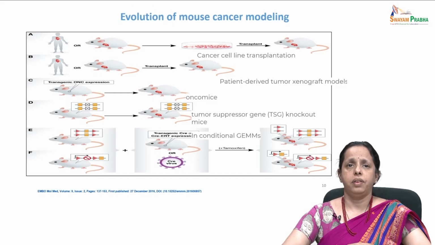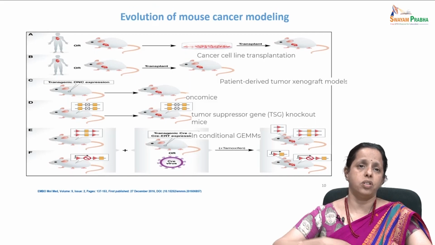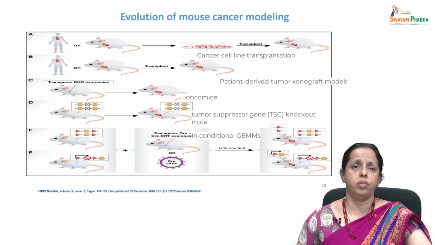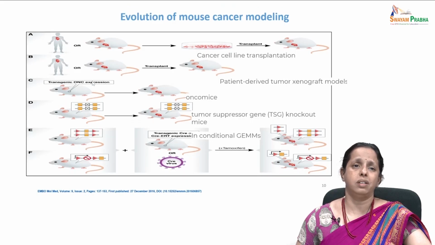Here we can see the evolution of mouse cancer models, where the cancer cell transplantation models are based on either the orthotopic inoculation of the cultured human or mouse cancer cells in the immunodeficient or the syngeneic mouse models. And here the patient derived tumor xenograft models or the GEMM, that is, in this session GEMM will be referred to as genetically engineered mouse models.